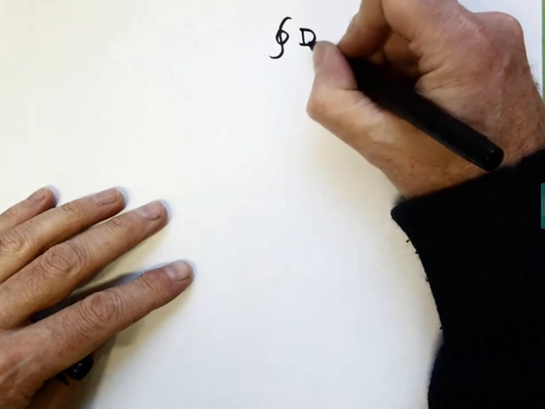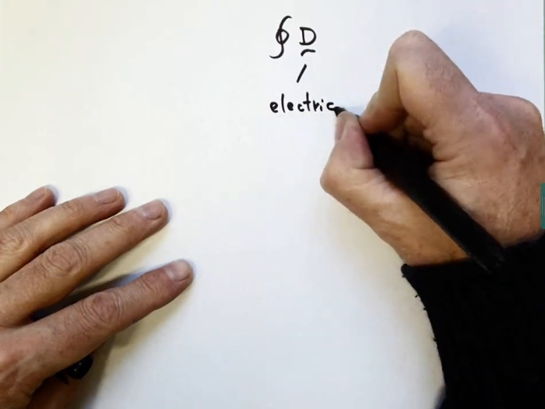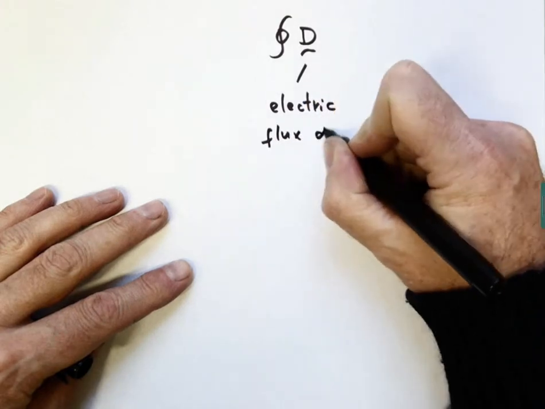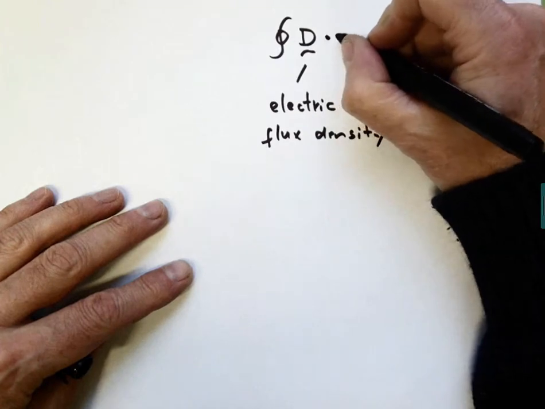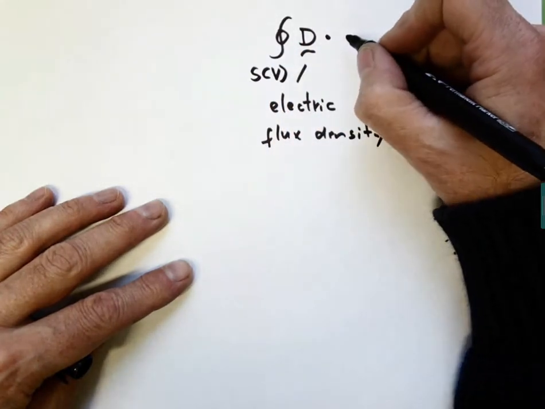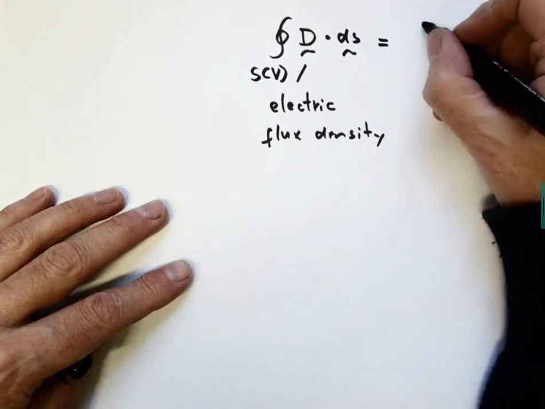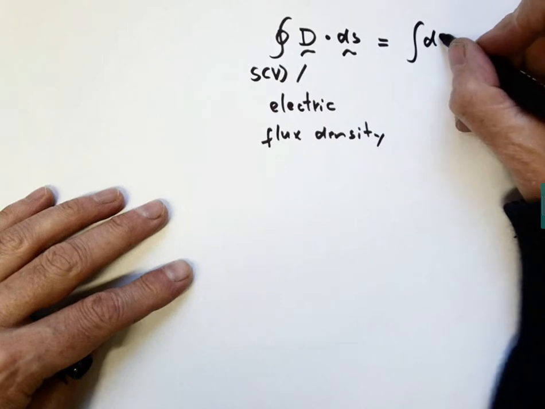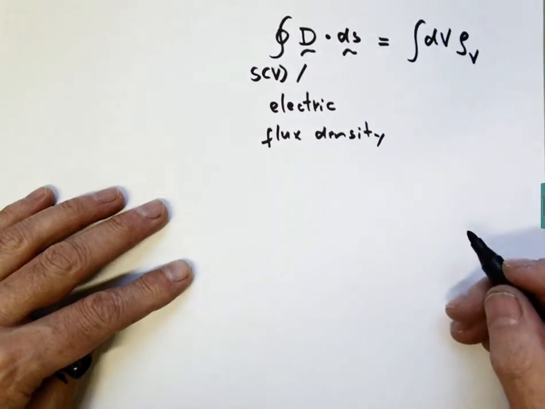If we consider the electric flux density, on the left hand side of Gauss's law is an integral over a closed surface, a virtual Gaussian surface, and on the right hand side we have a volume integral over the charge distribution, which may be a volume charge distribution.